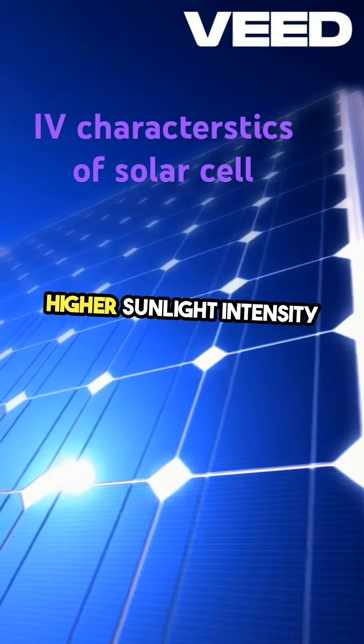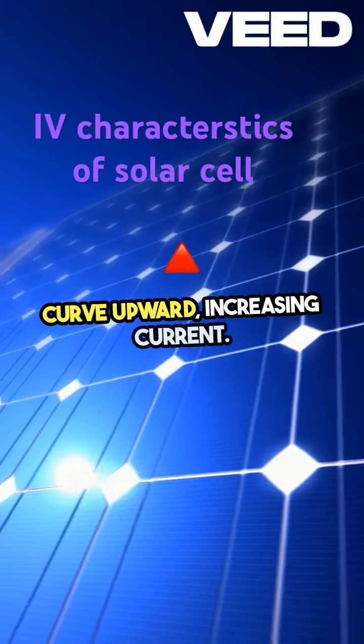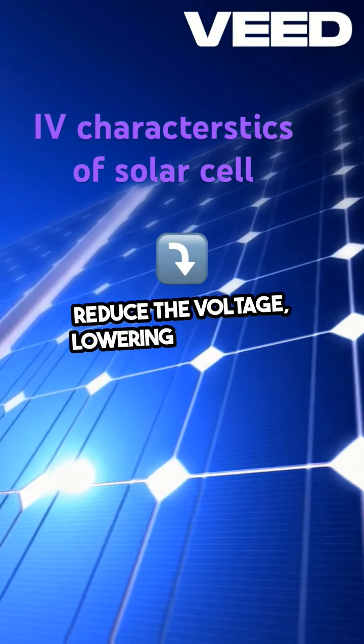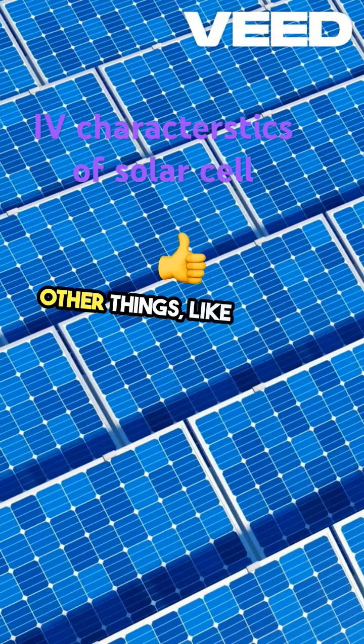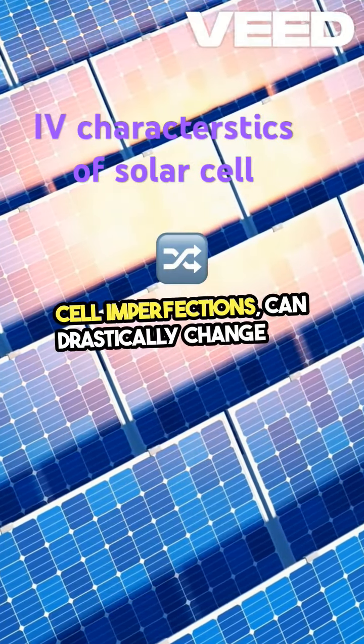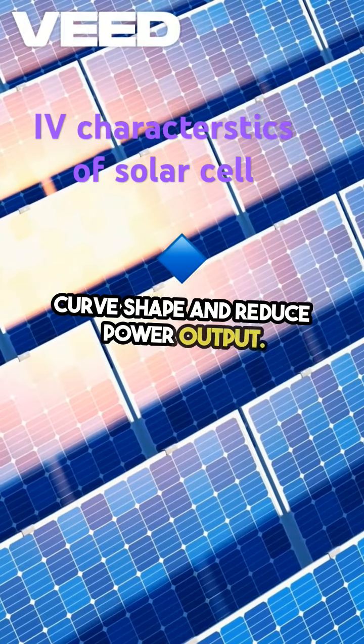Higher sunlight intensity pushes the curve upward, increasing current. But higher temperatures can slightly reduce the voltage, lowering efficiency. Other things like shading, dirt, and cell imperfections can drastically change the curve shape and reduce power output.